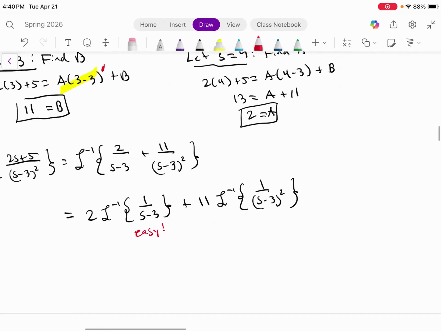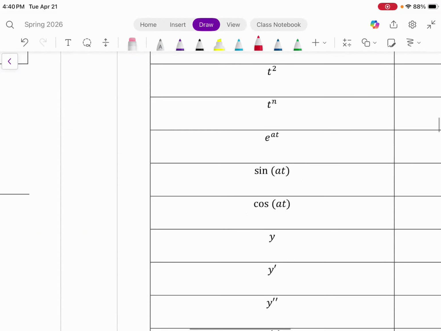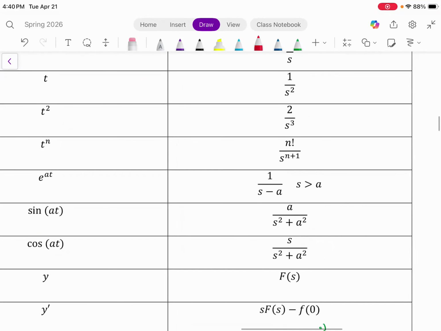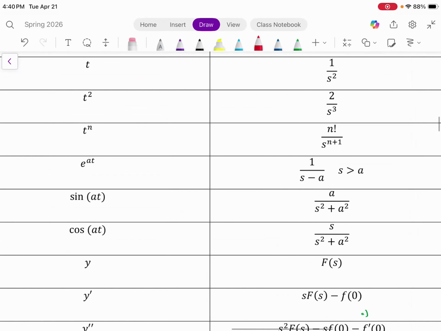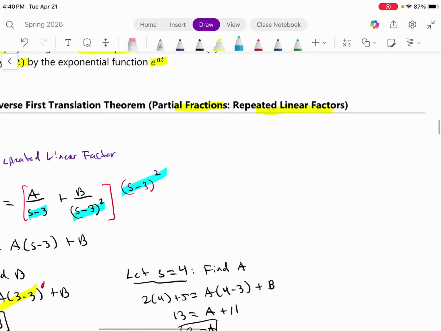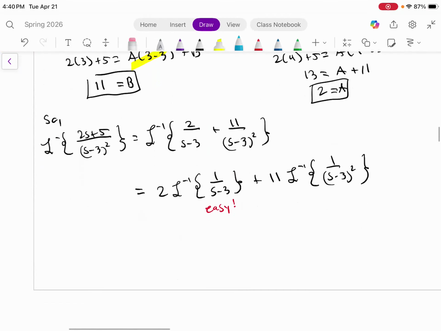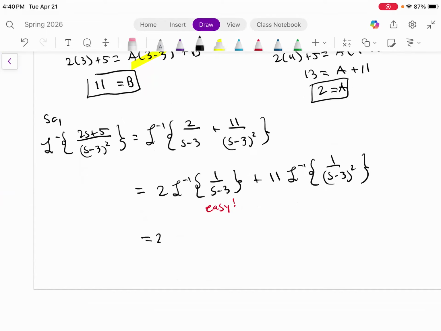Okay, so let's go to our table to the right-hand side. 1 over s minus a, that fits this criteria here. So if I have 1 over s minus 3, what does that make my inverse Laplace? Well, that just makes it e to the 3t. Okay, so let's go back here. Let's write that out. And so this is just going to be 2 times e to the 3t.